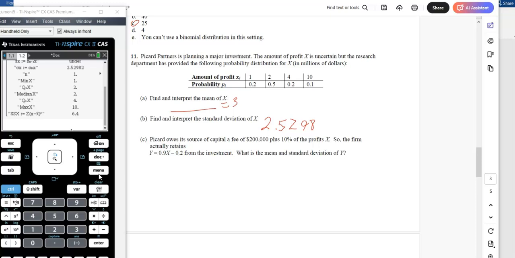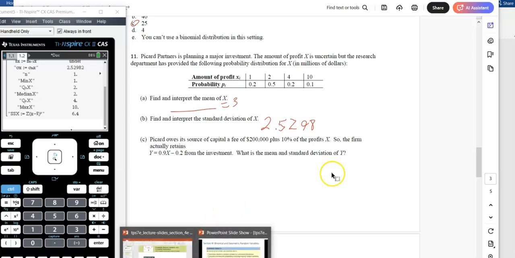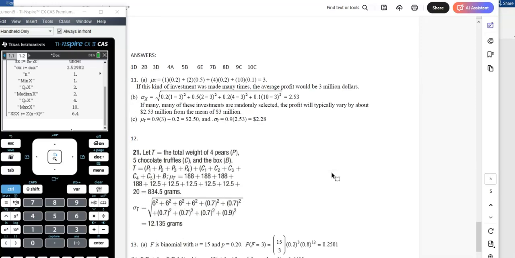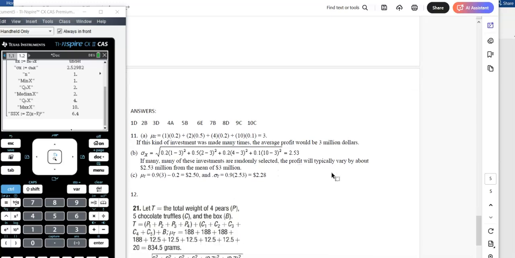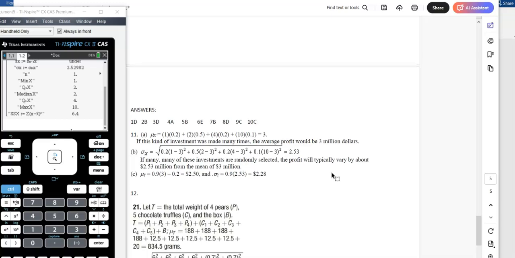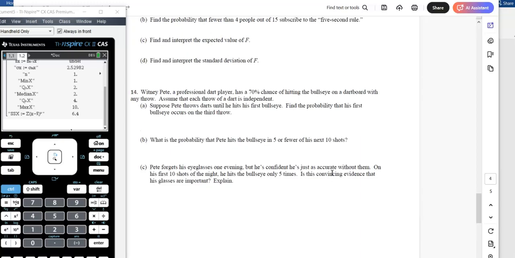Interpret this. So if we made many investments at Picard Partners, the typical variation from the mean would be about 2,529,800. Let me see what they said. I just want to see their answer. If many of these investments are randomly selected, the profit will typically vary by about 2.53 million from the mean of 3 million.